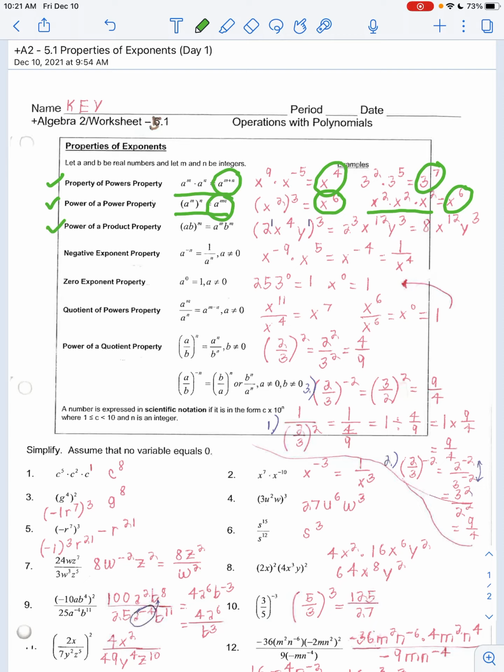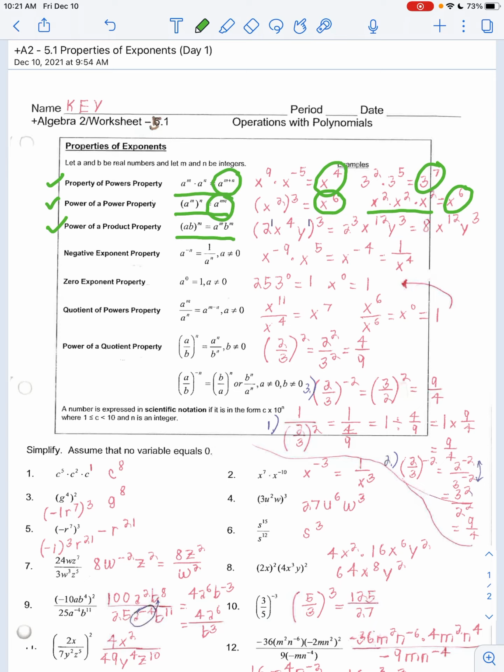Rule 3, the power of a product property. This is where you have a quantity in parentheses raised to a power, so a times b in parentheses raised to the m power would be equivalent to a to the m and b to the m. You're really multiplying the exponent of 1 that both a and b are raised to, implied in parentheses, times m, and that's why you get a to the m and b to the m.